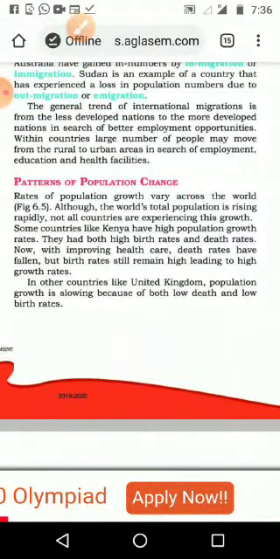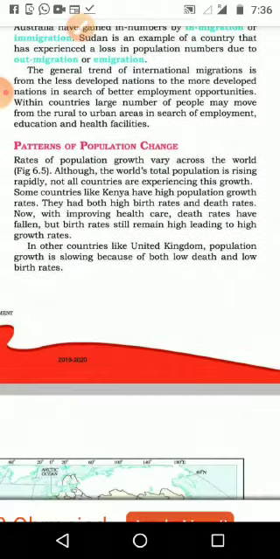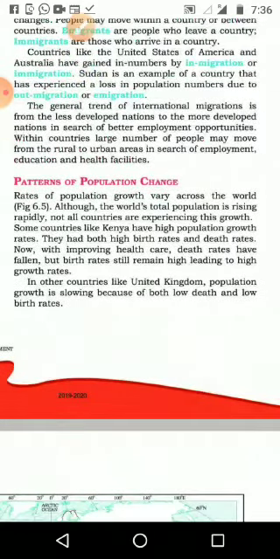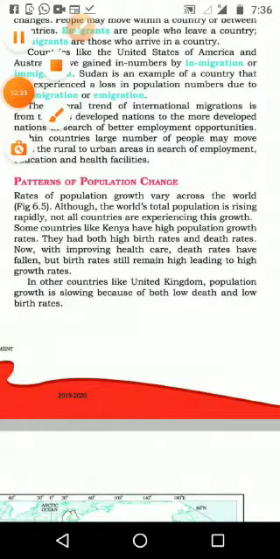Within the countries, a large number of people may move from rural areas to urban areas in search of employment, education and health facilities, that we already discussed, what is the experience of our grandparents. Okay, we will continue next day.